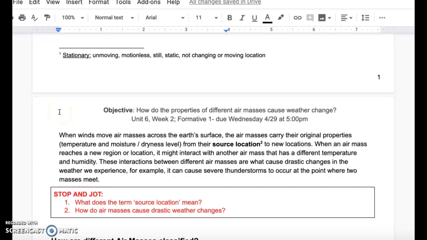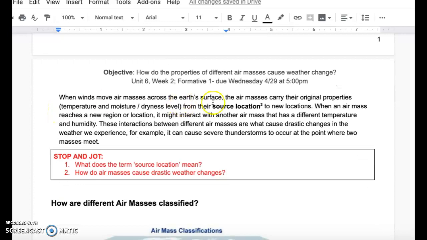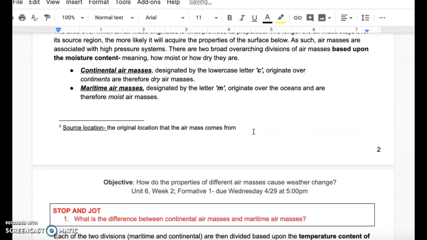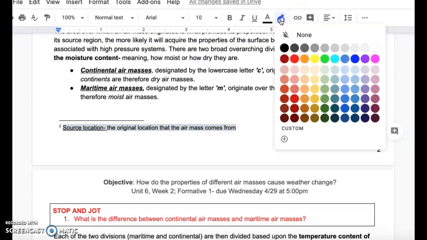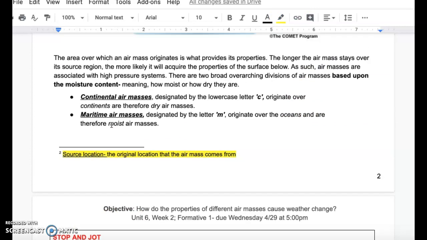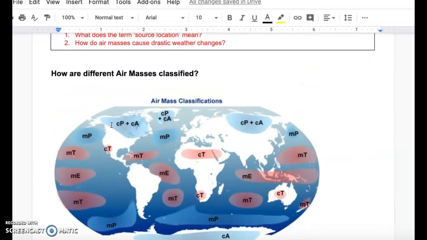When winds move air masses across Earth's surface, the air masses carry their original properties in terms of temperature and moisture or dryness level from their source location to new locations. And I'm going to see what source location means. I'm actually going to highlight that too because it seems important. And source location just refers to an original location that an air mass comes from.